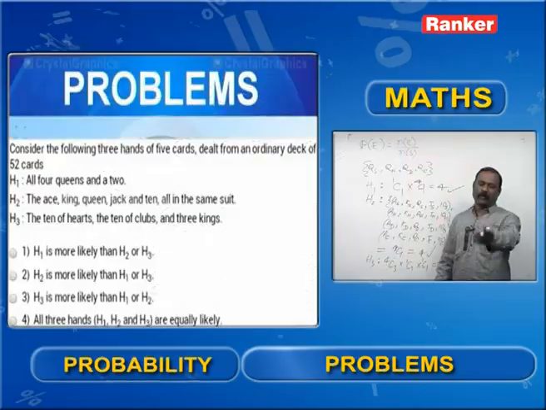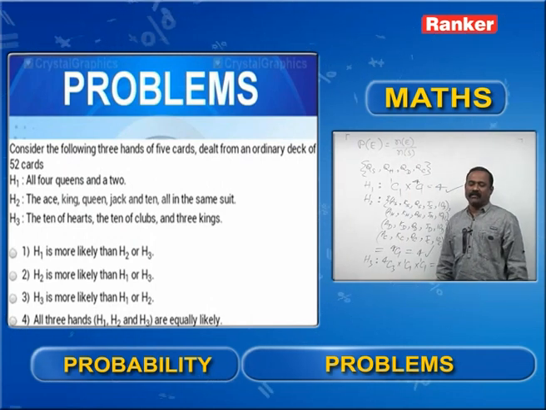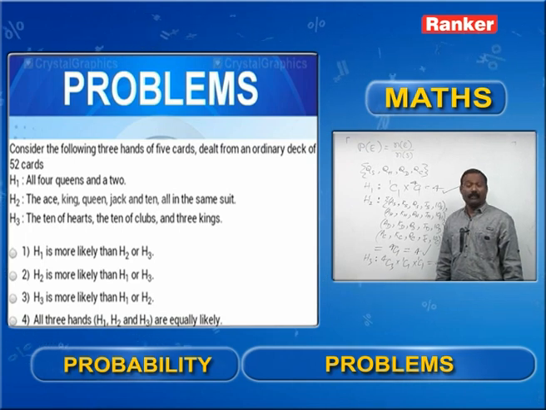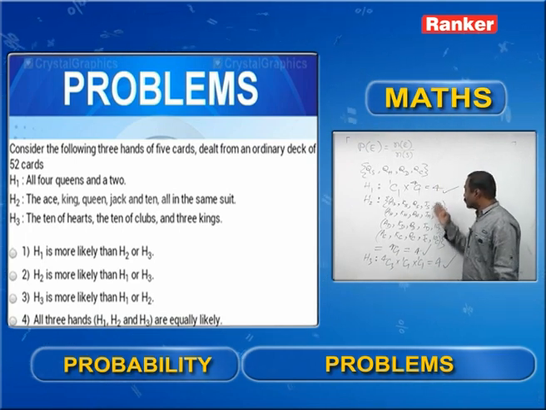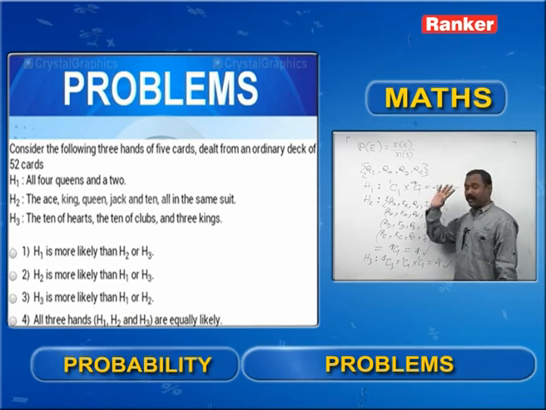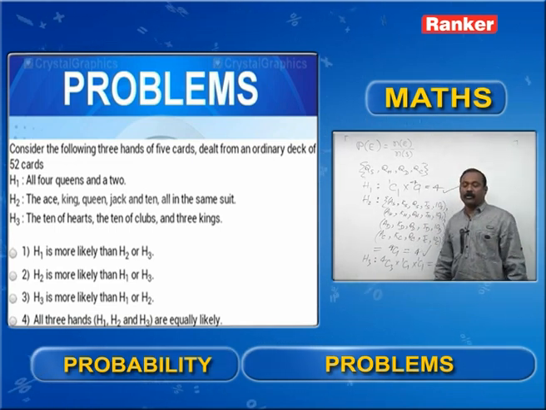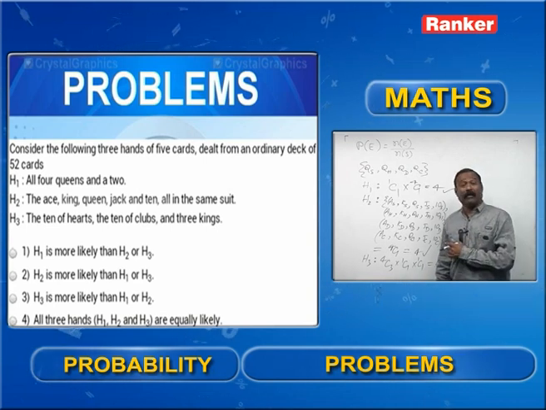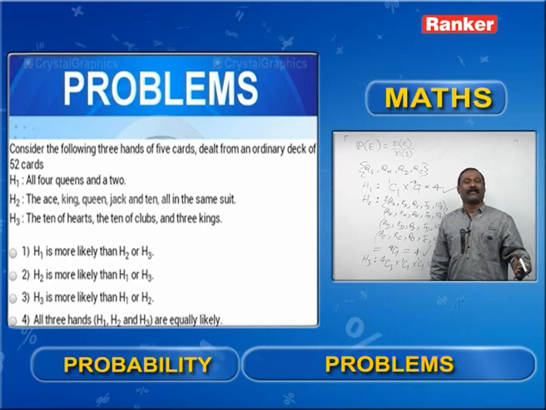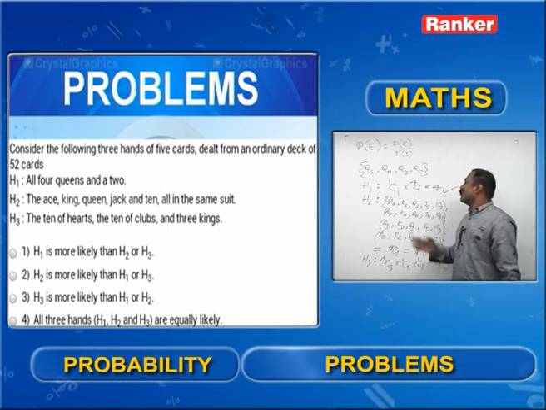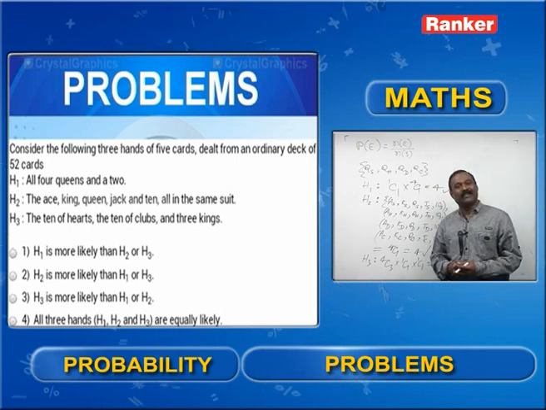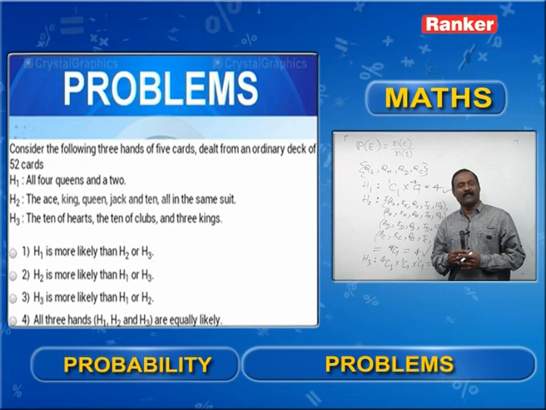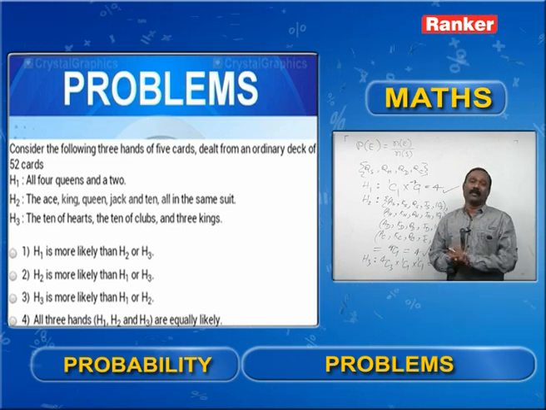Now, see the options. H1 is more likely than H2 or H3. H2 is more likely than H1 or H3. H3 is more likely than H1 or H2. All 3 are wrong because there are equal chances, because it is 4, it is 4, it is 4. So the last one, the fourth option: all 3 hands, H1, H2 and H3, are equally likely. It is equal chances of occurrence for these events. It's a beautiful problem. If you follow this carefully and work out these problems on your own, you'll really enjoy working them out.